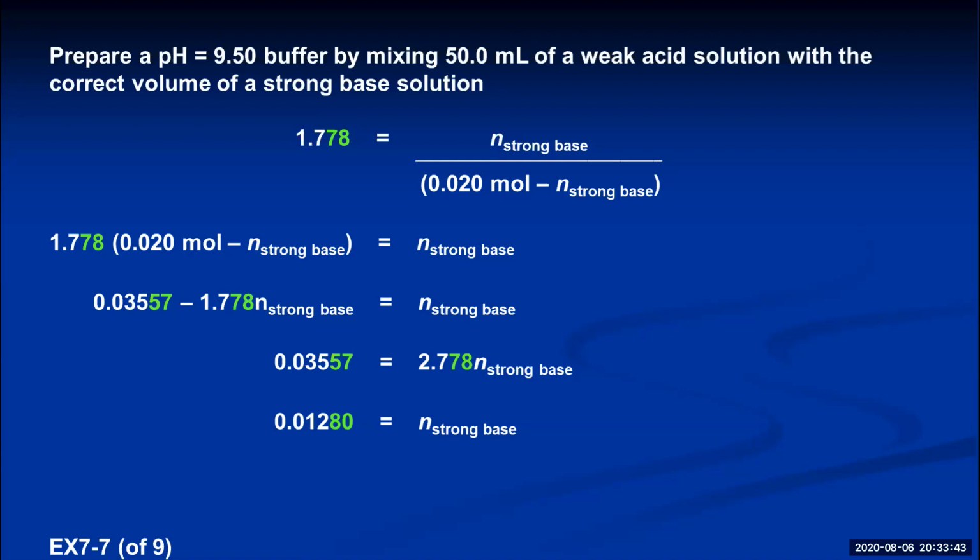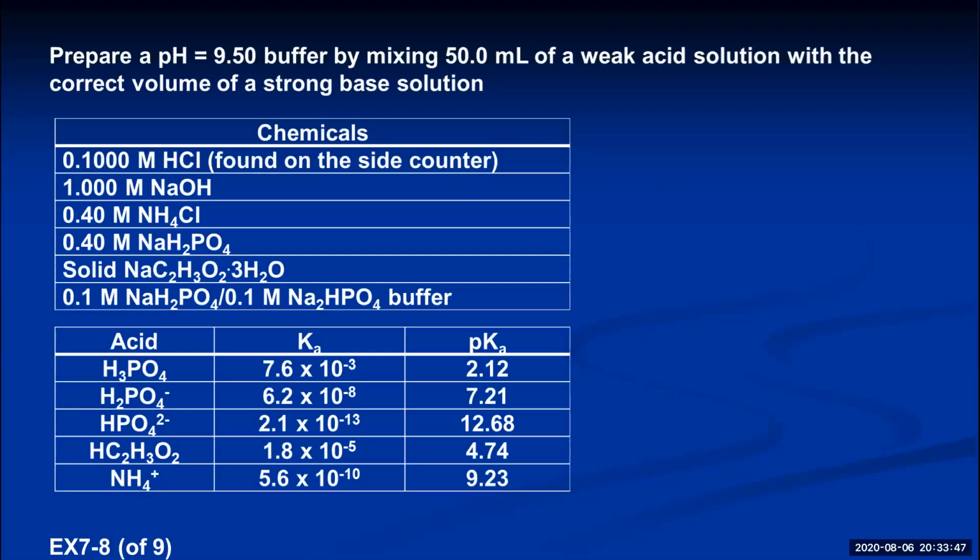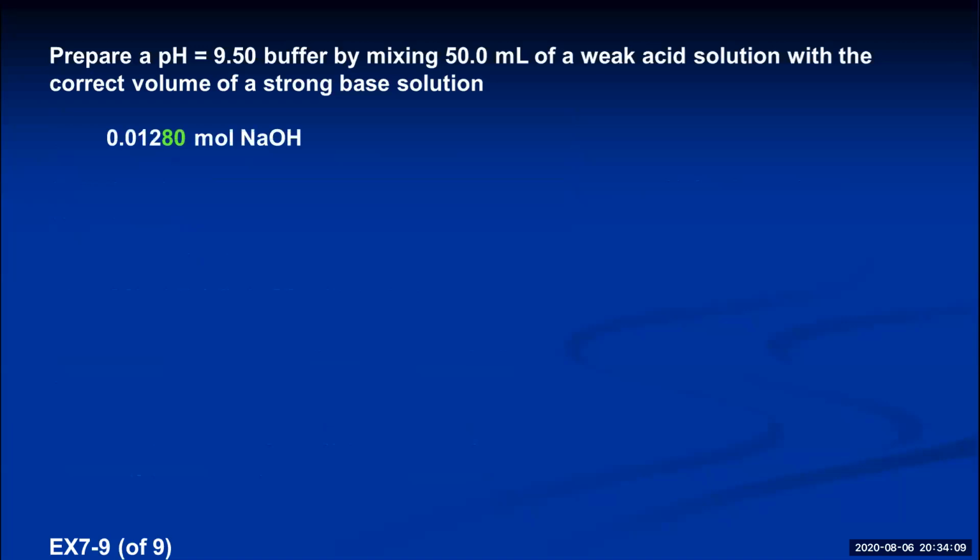Now, what is that strong base we're actually putting in here? If we go back and look at the list of chemicals that we could have used in this experiment, there's one strong base in here. That's the sodium hydroxide. So that means that our moles are going to come from this 1.000 molar sodium hydroxide. And because we know its molarity and we know how many moles there need to be, we can figure out what the volume has to be to provide that number of moles. And here's how we do that.